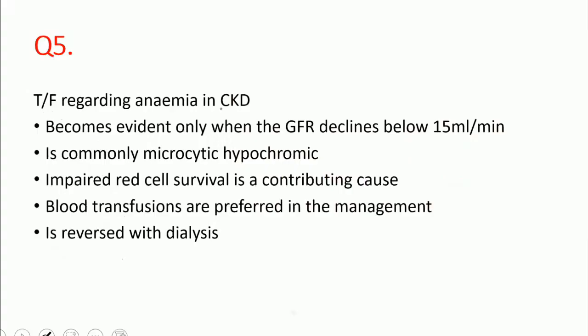Right. True or false regarding anemia in CKD becomes evident only when the GFR declines more than 15. That is wrong. When it is 60 you will see this. It's commonly not microcytic hypochromic. What we see is usually normocytic normochromic. If it's microcytic hypochromic, then iron deficiency is the driver there, right? That is the main contributor. Most patients will have a normocytic normochromic anemia.